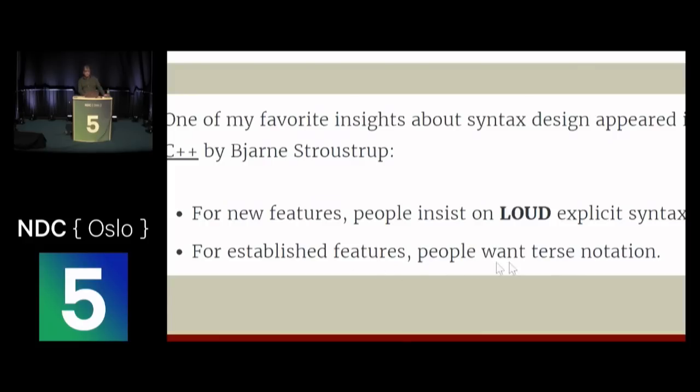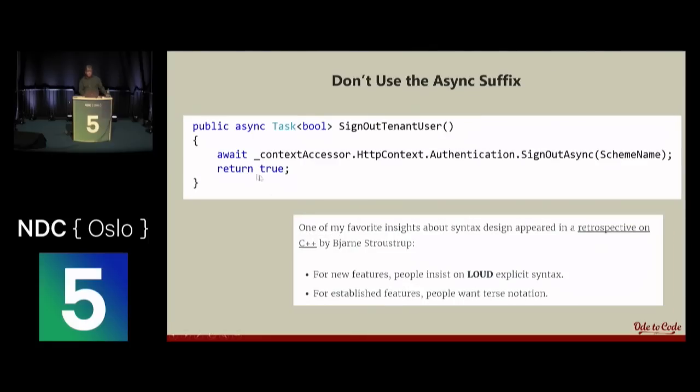But now we're kind of used to it, and I want a terse notation. So, if C# version 9 just assumed, if there was some flag on the compiler where you could say, look, just assume everything is async, and I can get rid of all these keywords, man, that would be great for me.